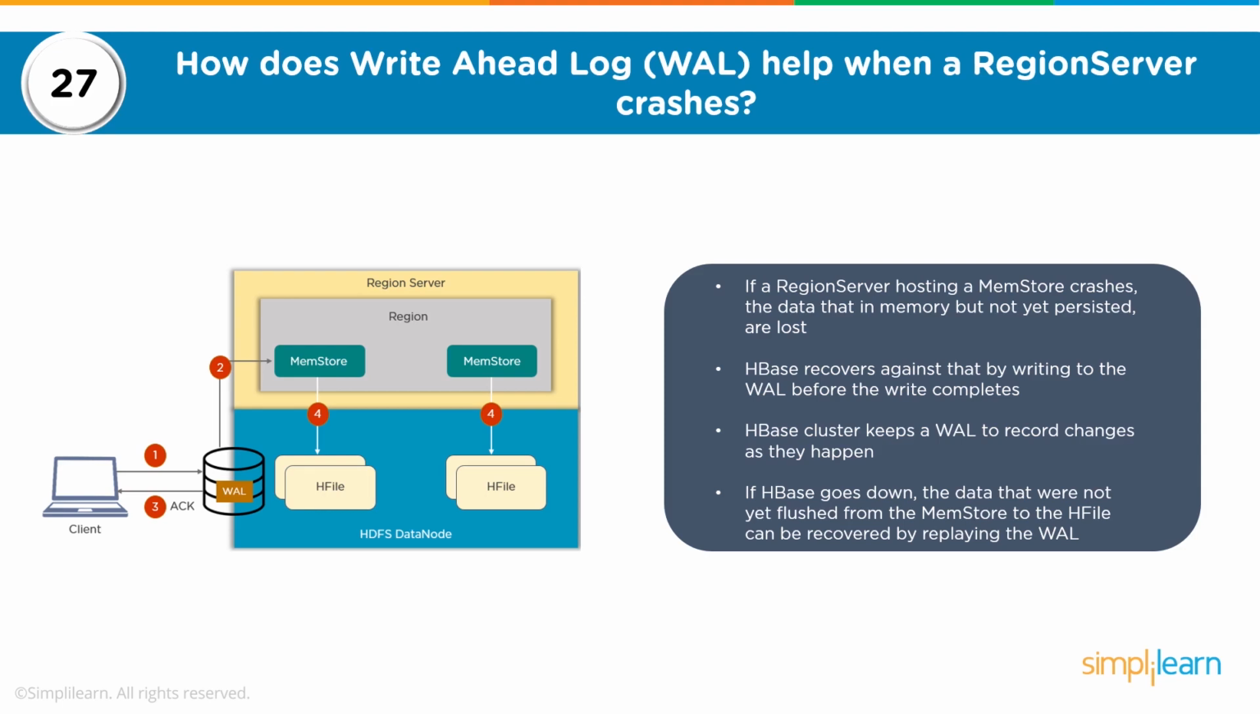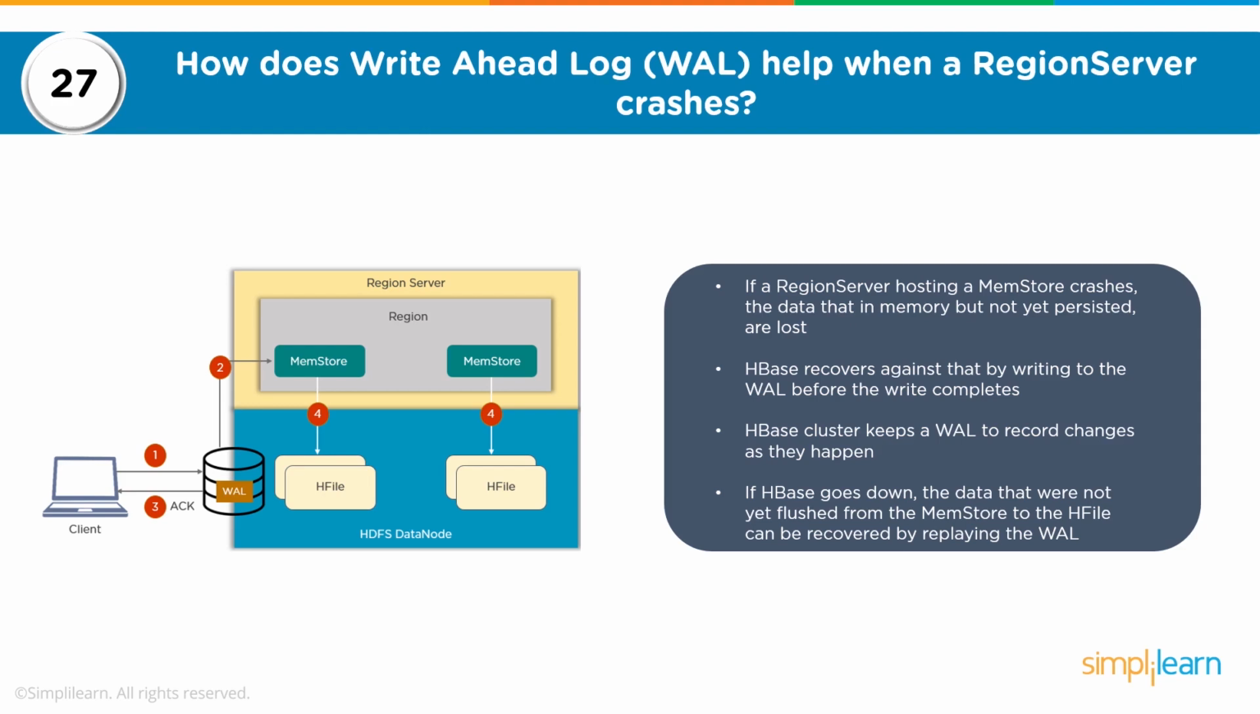So if a region server hosting a memstore crashes, now where is the region server running? That would be co-located with the data node. So if a data node crashes, or if a region server which was hosting the memstore write cache crashes, the data in memory, which was not persisted, is lost. Now, how does HBase recover from this?